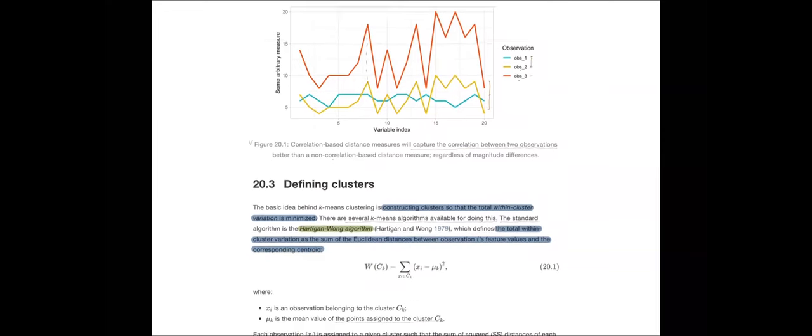Okay, and the next step is how we can define the clusters. That means we try to minimize the within-cluster variation, it should be the minimum. So when you're looking at this kind of cluster, this one is the Euclidean distance measurement for the similarity.